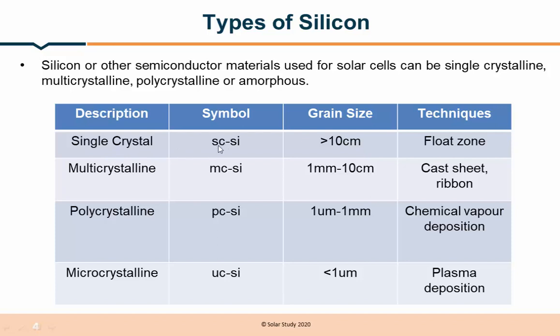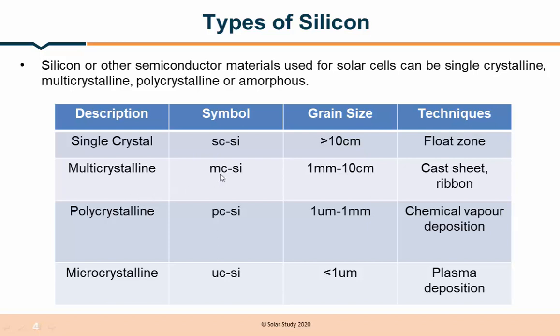The symbol is SCSI, single crystal. What is the grain size? Grain size is the size of the silicon grain that will next be converted into the silicon wafer. I will tell you later what grain is and how the wafer is formed. What is the technique used for making this one? That is called the float zone technique.